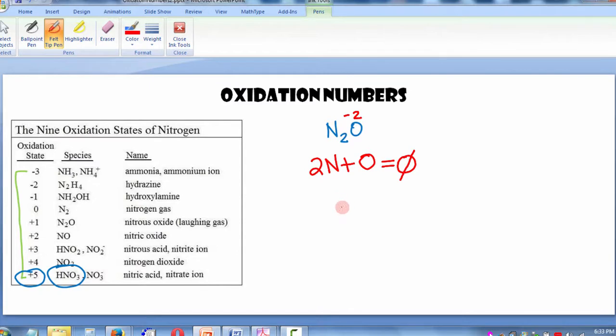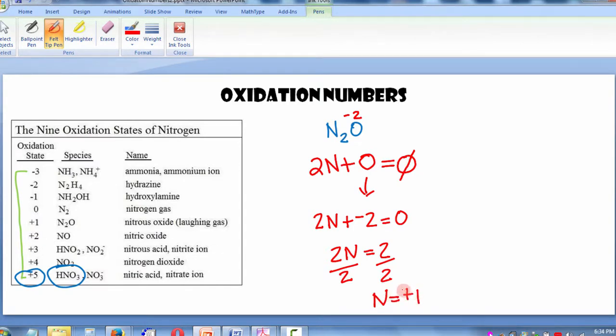So we know the oxidation state of what? Oxygen. So 2N plus a -2 equals 0. So 2N equals 2. Divide both sides by 2, and the oxidation state of nitrogen in dinitrogen monoxide is +1. Okay?